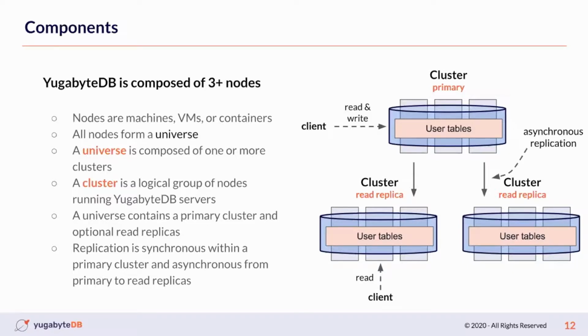The replication from the primary to the replicas is asynchronous, which allows for a lower write latency because you don't have to wait for the data to replicate to all of these remote clusters, while giving you low read latency, whether you read from the primary cluster or the replicas. Of course, if you read from a replica, you're reading data that's a little bit stale.